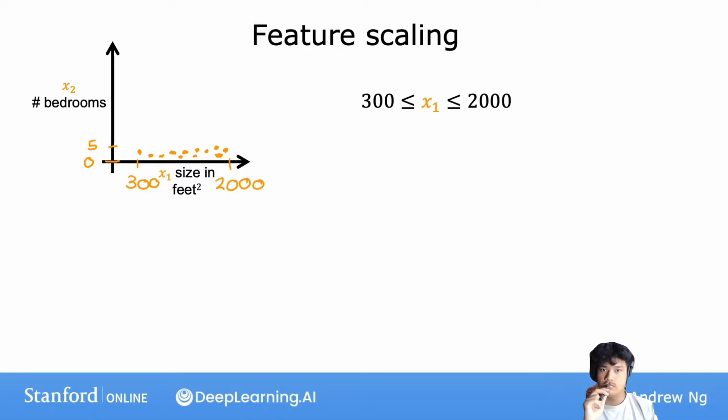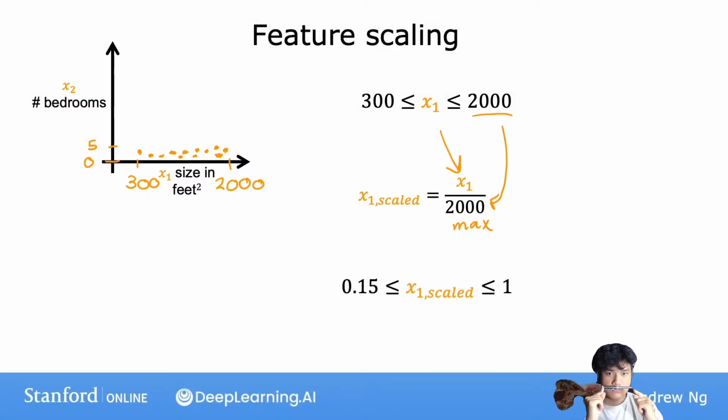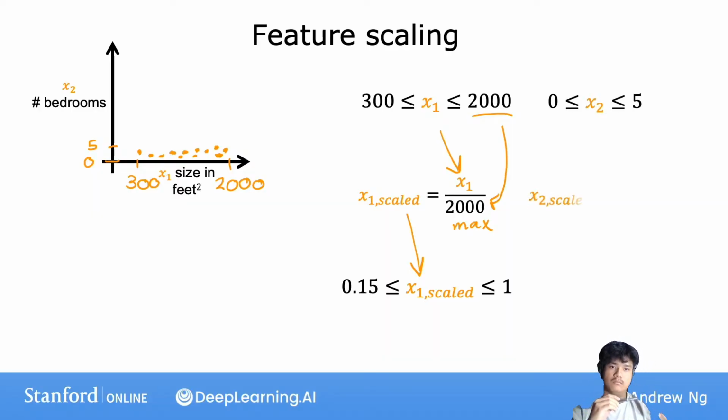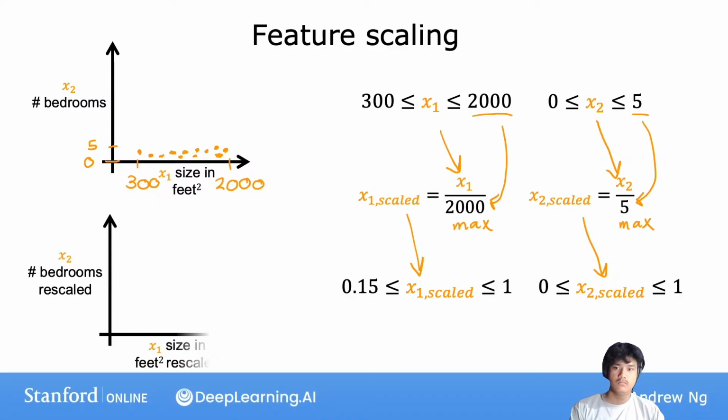Well, if x1 ranges from 3 to 2000, one way to get a scaled version of x1 is to take each original x1 value and divide by 2000, the maximum of the range. So the scaled x1 will range from 0.15 up to 1. Similarly, since x2 ranges from 0 to 5, you can calculate a scaled version of x2 by taking each original x2 and dividing by 5, which is, again, the maximum. So the scaled x2 will now range from 0 to 1. If you plot the scaled x1 and x2 on a graph, it might look like this.